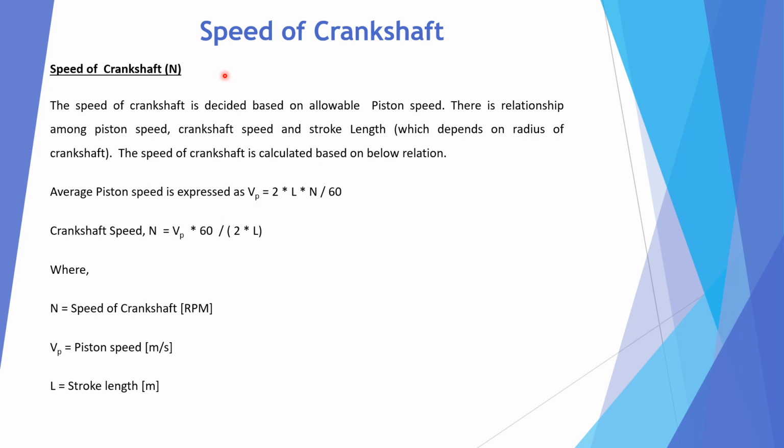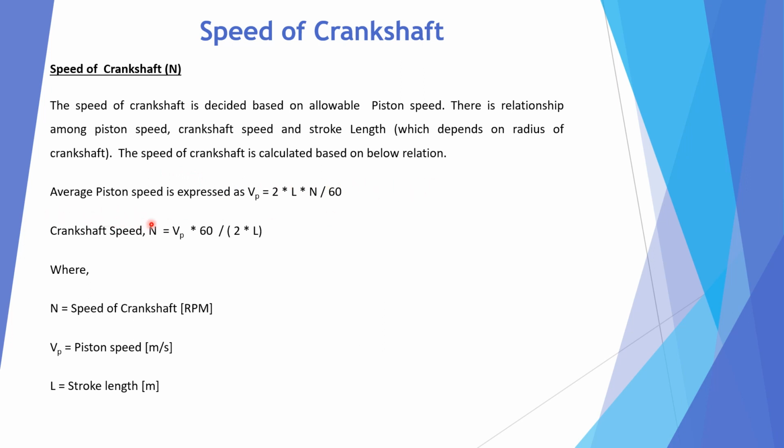Now, as far as the design is concerned, we need to find out the speed of the crankshaft. This is one criterion for design. So the speed of the crankshaft is decided based on the allowable piston speed or average allowable piston speed, and there is a relationship among the piston speed, crankshaft radius, and stroke length. The stroke length is double the crank radius, and the speed of the crankshaft is calculated based on the below correlation.